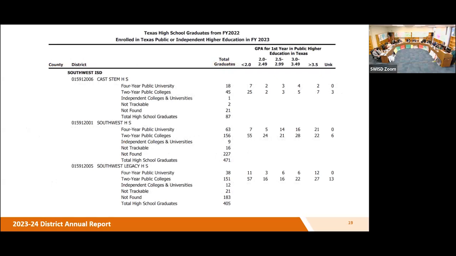So this is our class of 2022, first year out of high school, first directly into an institute of higher education. We can see for each high school how many went to a 4-year public university in the state of Texas, how many went to a 2-year public college in the state of Texas, how many went to an independent college or university in the state of Texas, how many were not trackable, and how many were not found out of the total. So if you went to some other state to go to college, you would not be included in this report because they do not communicate this information to the Texas Higher Education Board. So this is just the students that went to a Texas institute.